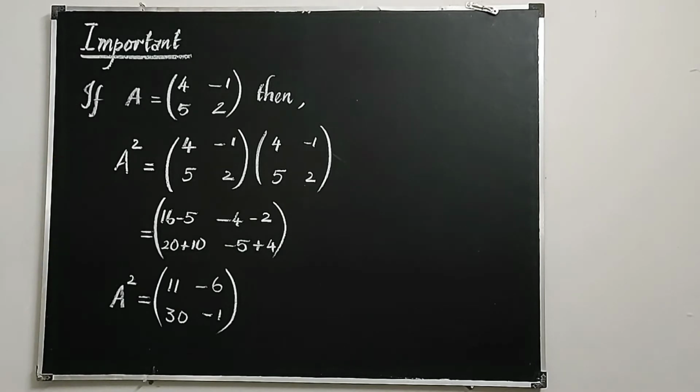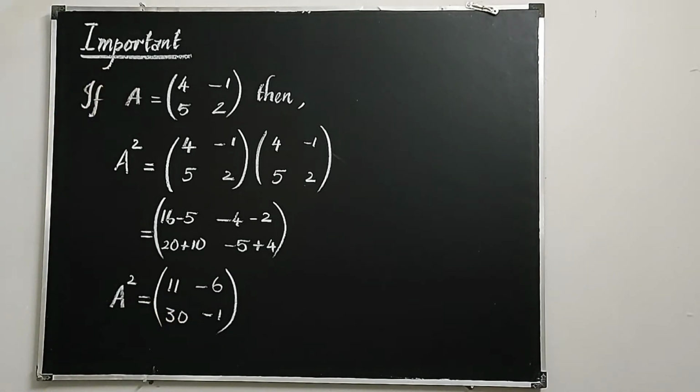So very important, note it down. Finding the square of a matrix. If A is given, then A square is equal to A into A. By proper multiplication, you have to multiply A by A. Not directly squaring each element of A. That is completely wrong. So keep it in mind. Multiply A by A. Then first row first column, first row second column, second row first column, second row second column. Like the same proper multiplication method, you have to multiply them. The final answer of A square is 11 minus 6, 30 minus 1.